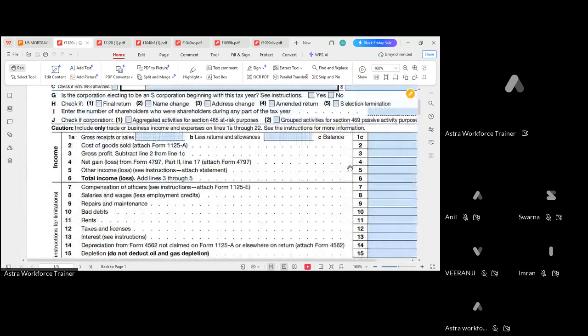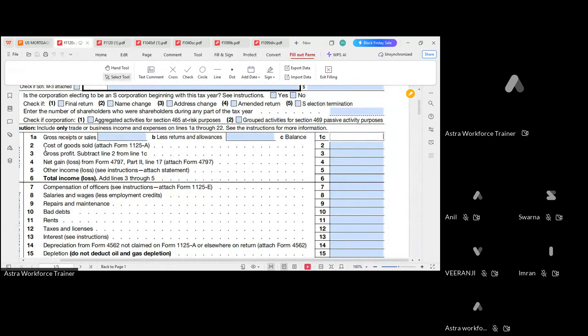Now here is the total income. There is an ordinary income, total ordinary income. Gross receipts or sales less returns and allowances. The balance will be the final one, 1C. And the cost of goods sold: gross profit is subtract line 2 from line 1C. That means the gross receipts or sales minus the cost of goods sold, and you will get the gross profit.